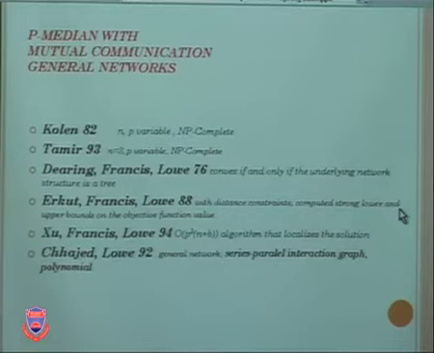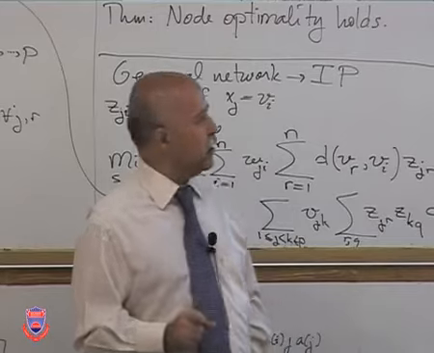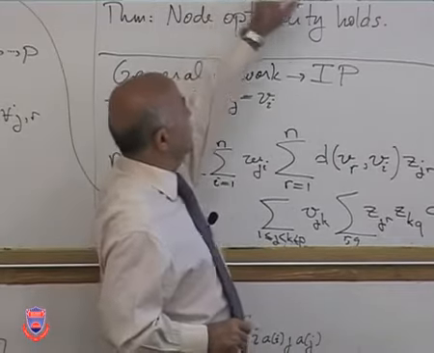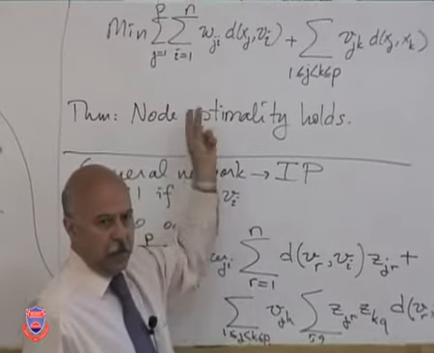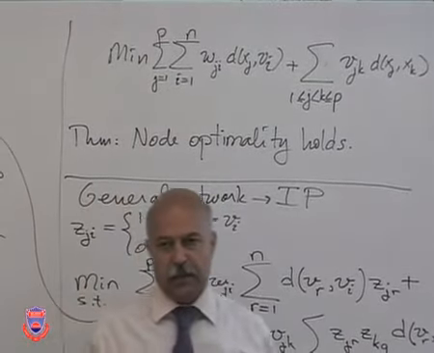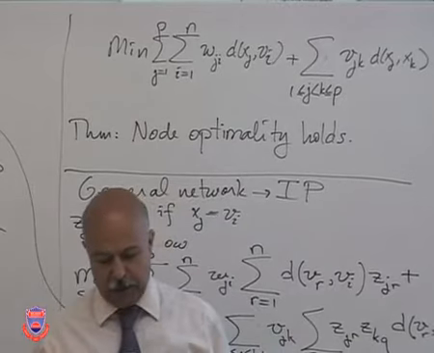And Zhu, Francis, and Lowe gave a polynomial algorithm that localizes the solution. B is the number of blocks here that you can get from your network. Chhajed and Lowe gave a polynomial time algorithm for a general network problem, provided that the interactions between pairs of facilities, either new facility pairs or existing facility pairs, induce a series parallel interaction graph.